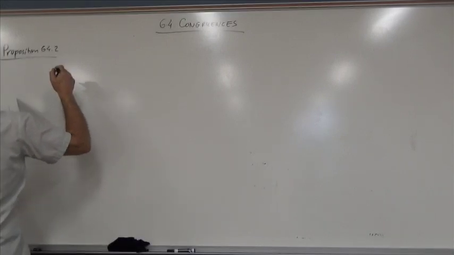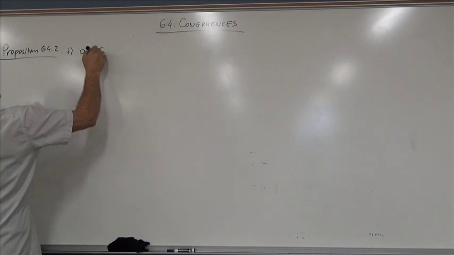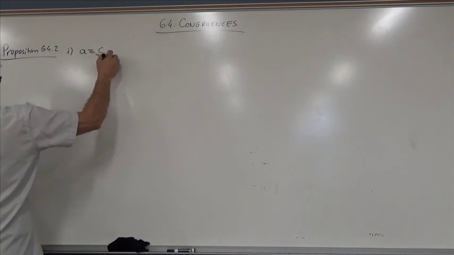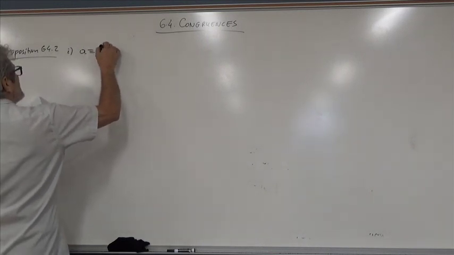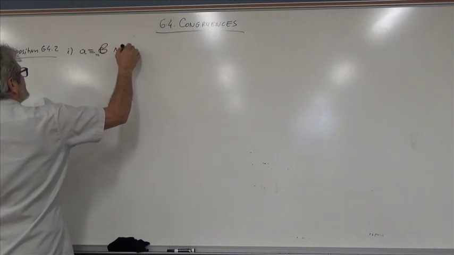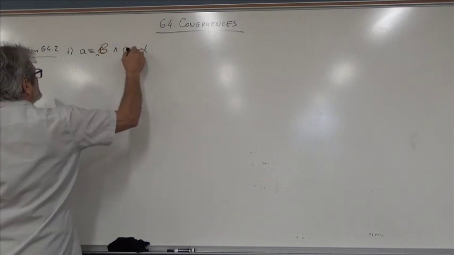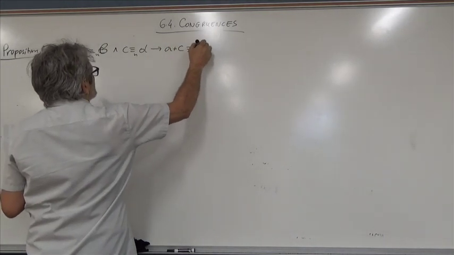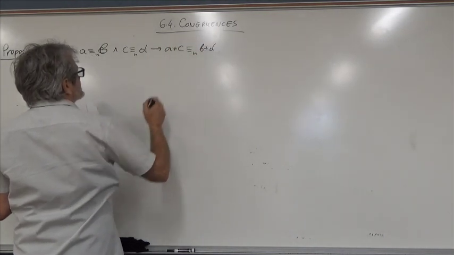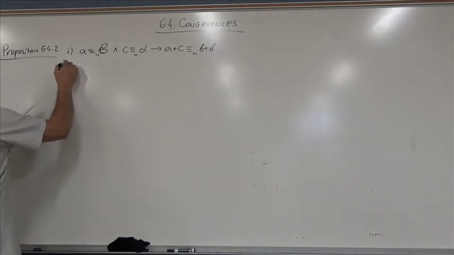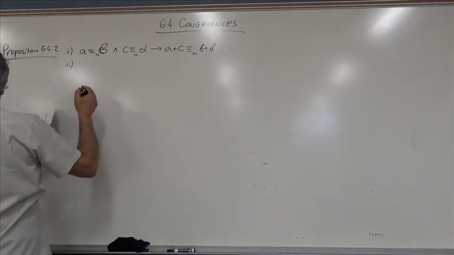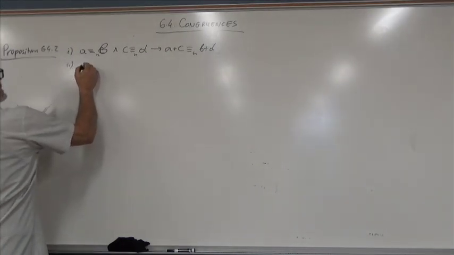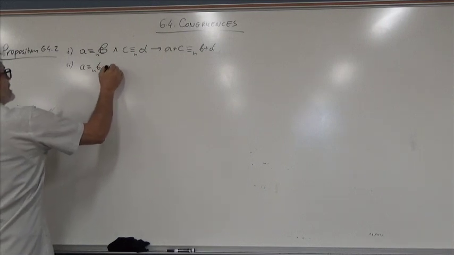Says the following. Number one, if A is congruent with C modulo n, and C is congruent with B modulo n, then A plus C is congruent with B plus B modulo n. And the second, the same thing for multiplication.